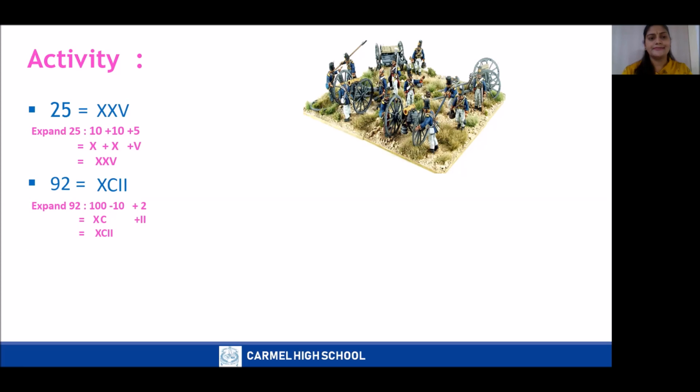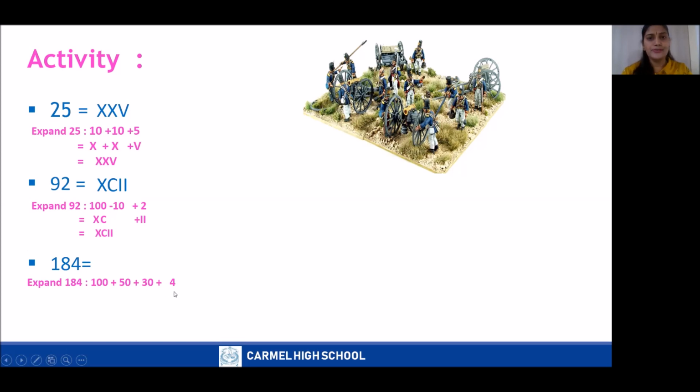Next, 184. Yes, arrange the cards for this. First, we need to expand the number, right? 184 is equal to 100 plus 50 plus 30 plus 4.